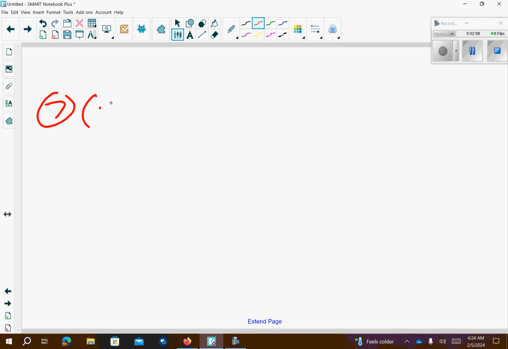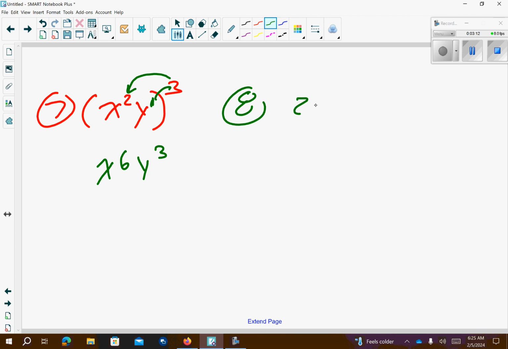Number 7, I get x squared y raised to the third. Okay, power to a power, make sure you bring this in. 3 times 2 is 6. There's a 1 right there, so 3 times 1 is 3. It's all done.